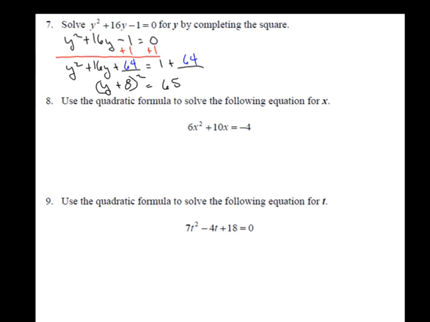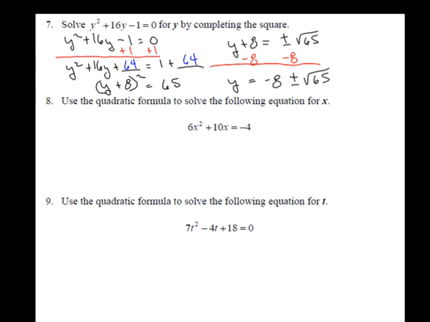We take the square root of both sides. So I would end up with y plus 8 is equal to plus or minus the square root of 65. I subtract 8 from both sides. Y is equal to negative 8 plus or minus the square root of 65.